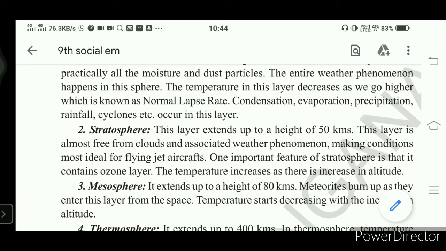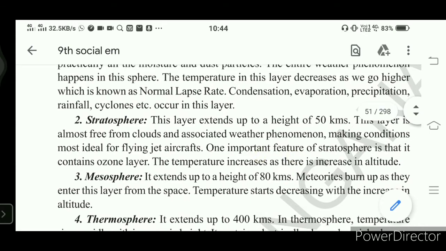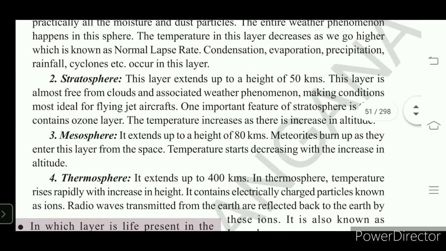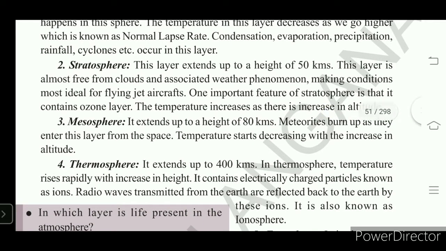This is the second layer next to the troposphere. It extends up to a height of 50 kilometers. How many kilometers? 50 kilometers height. After the troposphere we find the stratosphere, right? And this is a layer that is free from clouds and associated weather phenomena. That means clouds will not appear here.